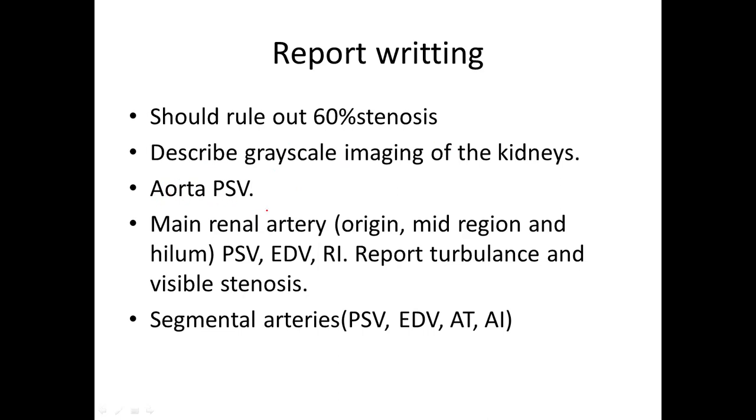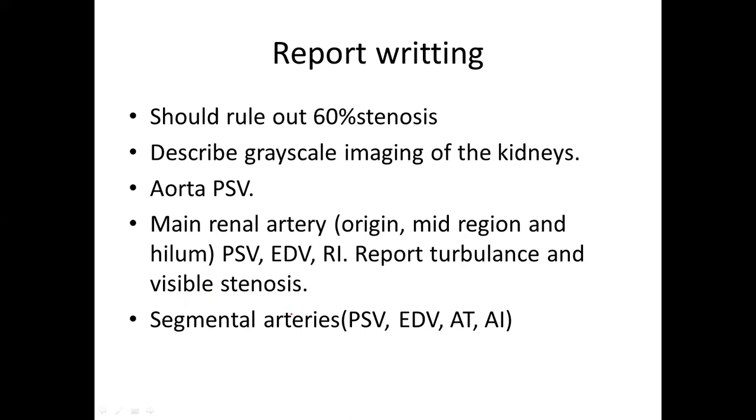Always put the aortic peak systolic velocity, and the main renal artery should be evaluated and the values put in. You evaluate the origin, the mid region, and the hilum, putting peak systolic velocities and diastolic velocities and the RI values. Also report any turbulence that you have seen or any visible stenosis. I know visible stenosis is usually not visible as we may think, but sometimes it can also be seen that there is actually stenosis close to the renal hilum.